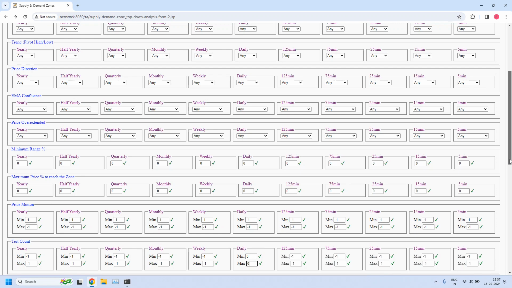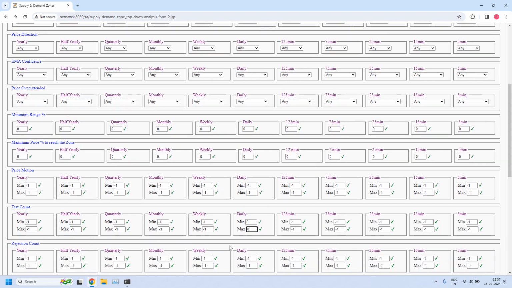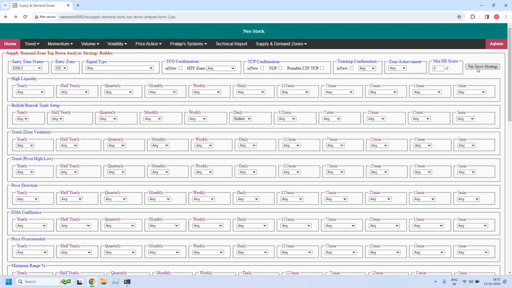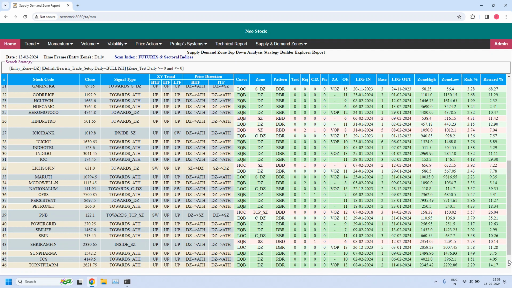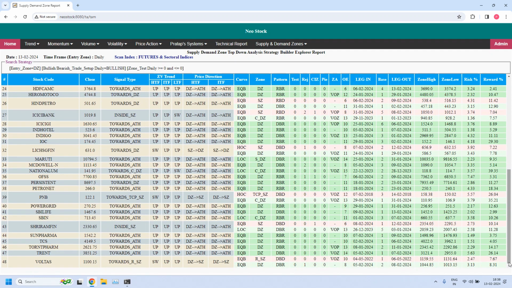But if you want even fewer zones, you can also set the rejection count on the daily time frame to 0 and 0. But I am not setting it, because rejection count always helps in identifying strong order flow in that zone, even though it is tested. So let me filter. Now the list is reduced. Let me scroll down. Now 48 stocks are filtered. From 99, the list is reduced to 48.